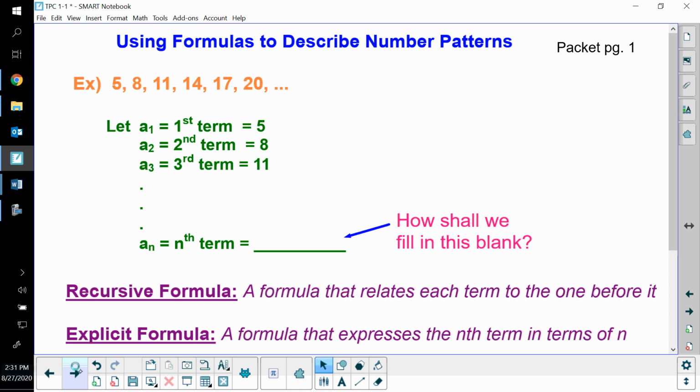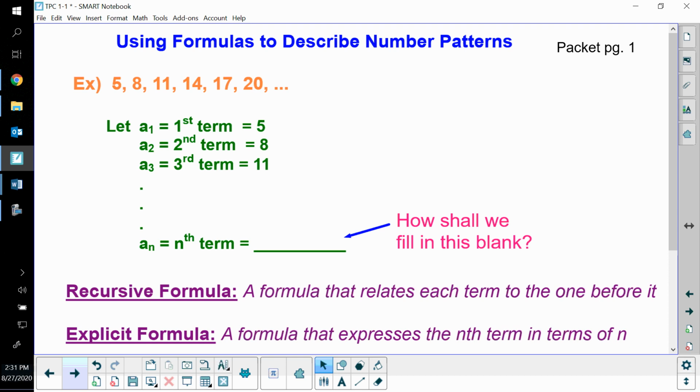For those of you that are remote today and don't have your packet yet, you can just write down the pertinent things on a separate sheet of paper. Basically anything I write in, you can transfer that over when you get your packet if you haven't gotten it yet.